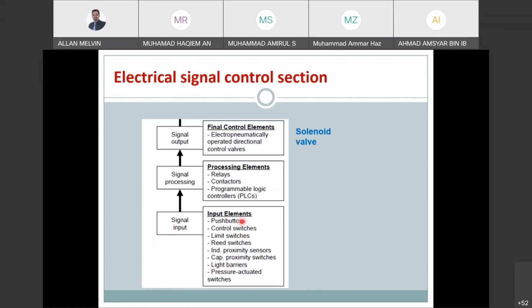Okay, so this is the flow that we broke down just now. So this is the front part. Okay, so you can see normally it will be given using electrical input and also processing elements. So in the ladder diagram, you can see the electrical push button, limit switches, coil, then solenoid. So all that will be in this part.